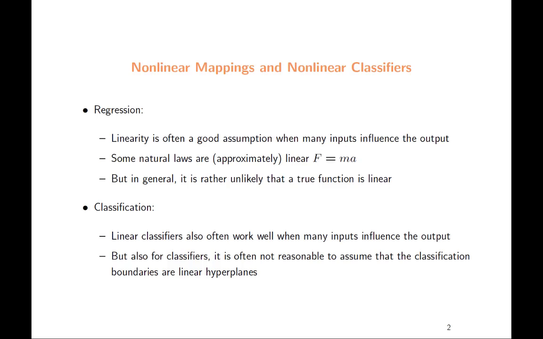So if we look at regression, linearity is often a good assumption when many inputs influence the data and every input only contributes a little bit. Also, some natural laws are approximately linear, like force equals mass times acceleration. But in general, in many real-world data sets, it's rather unlikely that the true function is linear.